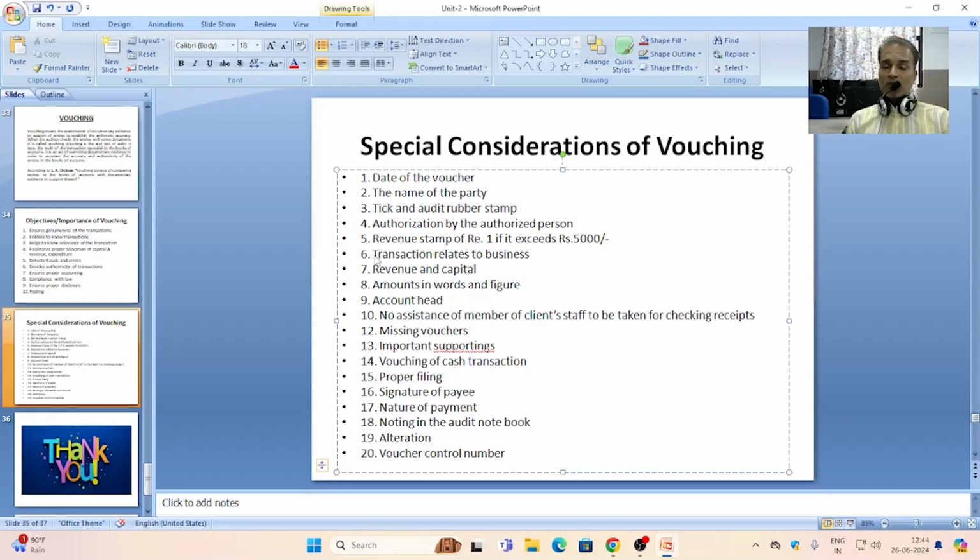Transactions related to the business should also be checked carefully by the auditor, that is, whether the transaction is actually related to the business or not. Only those transactions which relate to the business will find a place in the books of accounts of the client firm. The auditor has to be very careful to differentiate between revenue and capital expenditure, because the difference between revenue and capital expenditure will affect the profit and loss account and the balance sheet also.